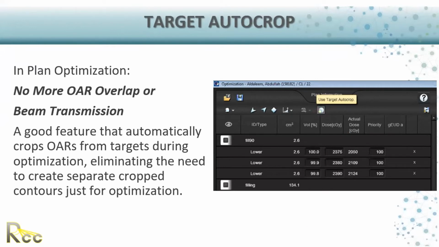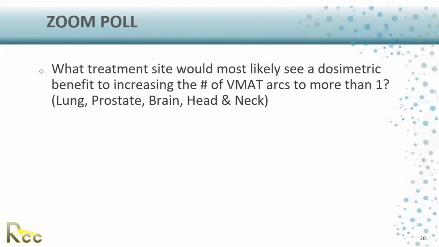I finished the second part, and we'll go for 3 poll questions. I will post each one of these, and I need you please to have about 1 minute to answer each. Okay, so let's start with the first one. What treatment site would most likely see a dosimetric benefit to increasing the number of VMAT arcs to more than 1? Lung, prostate, brain, or head and neck?